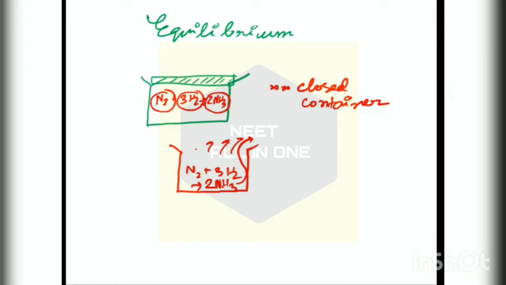So if it goes out, then can the concentration of N2 and 3H2 and NH3 be same at any condition? That can't be happening, because it always goes out after the formation of ammonia. So it will always be a forward reaction. It can never achieve the backward reaction. Okay, so it always has to be a closed container for achieving the equilibrium.